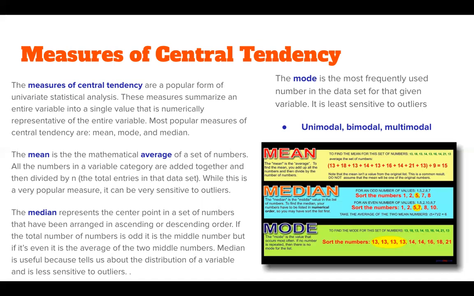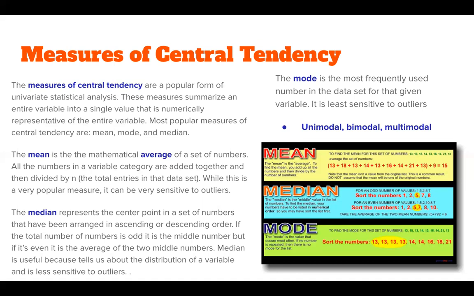Now, outside the scope of this class, but just so you know, different measures of central tendency are more or less appropriate given the type of variable you're working with. Obviously, nominal variables, which are straight categorical with no real order, you can't get the mean or median for that type of variable.